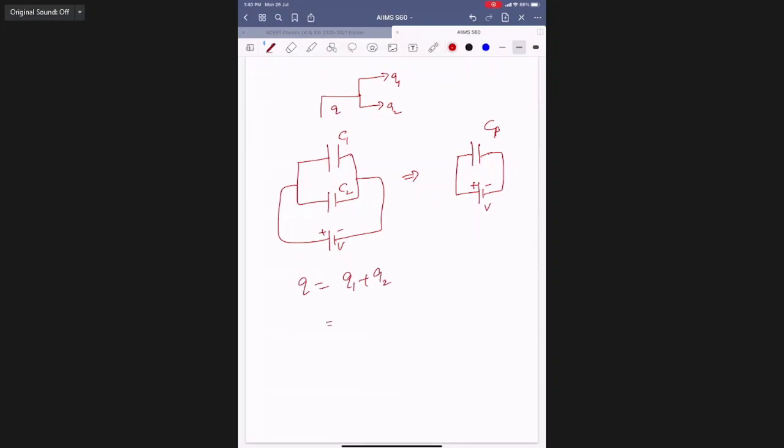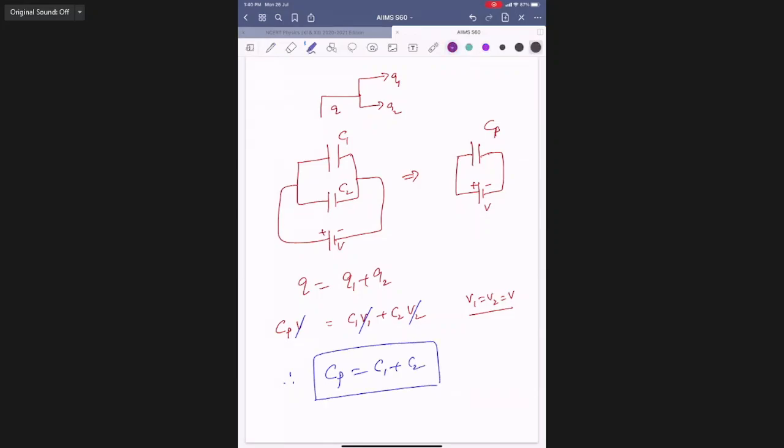What is Q1? C1 into V1, plus C2 into V2, equals C parallel into V. But we know that V1 equal to V2 equal to V, because this is directly connected to the battery and this is also directly connected, so the potential differences V1 and V2 must be the same. Therefore, V cancels. So C parallel is C1 plus C2.